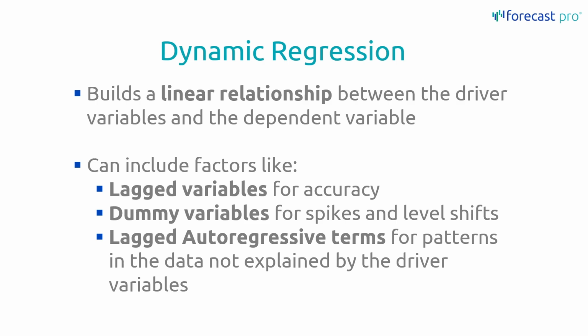Now, in addition to just the drivers, in dynamic regression, we can also include things like lagged variables, which, as we discussed, we could use for building a more accurate model. We can do dummy variables for spikes. So if you have one-off events or one-off spikes, we can put these dummy variables into a regression model. And we can also incorporate lagged autoregressive terms. So if there's some pattern in the data that you're trying to forecast and your drivers aren't explaining it, these lagged autoregressive terms can hopefully fill in the gaps in those patterns that you are missing.